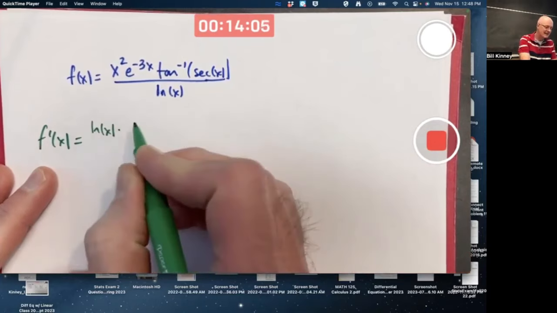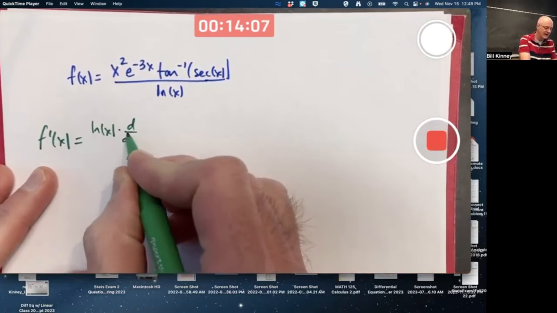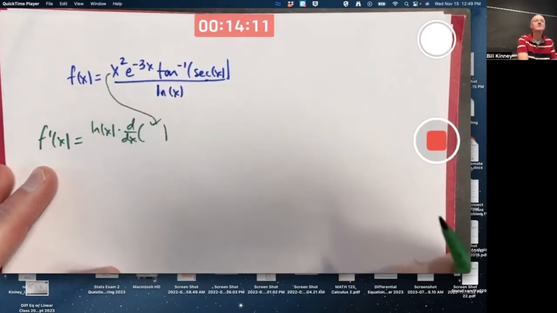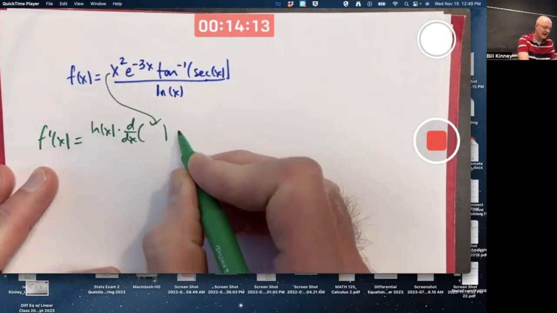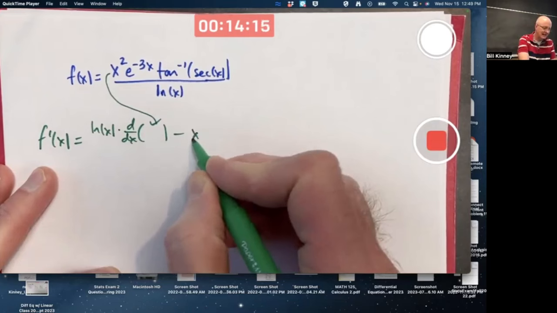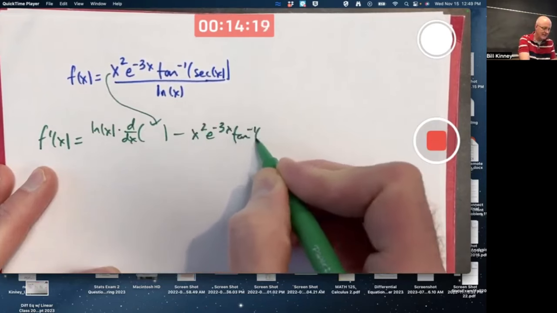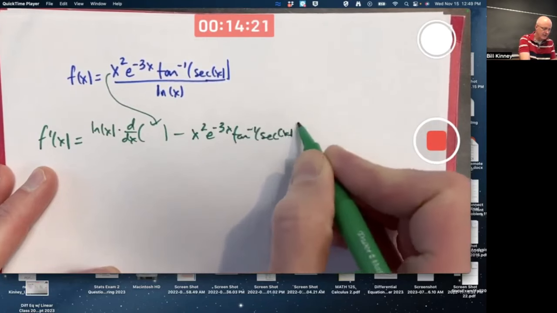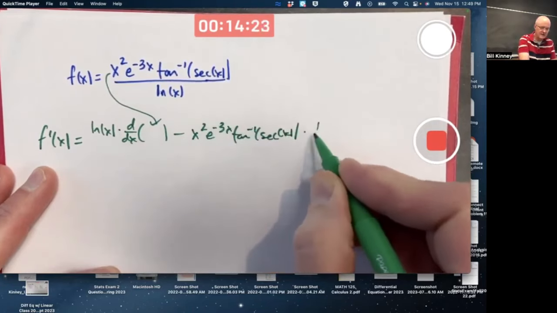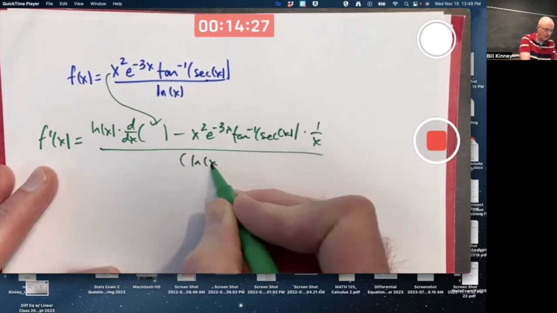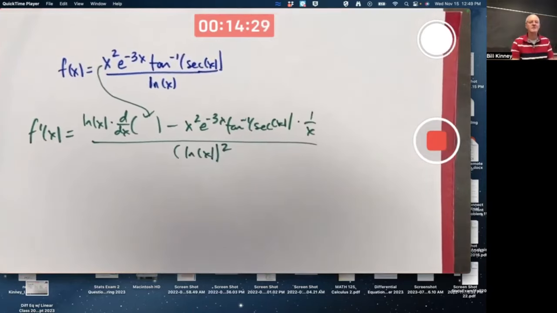It might not be a bad idea to initially just write that as d/dx of, well, just to save time, I'll use an arrow there. Low d high minus high. There it is. I'll go ahead and write it out this time. D low, the derivative of ln of x, that's easy. That's 1 over x. Over the square of what's below, over ln of x quantity squared.